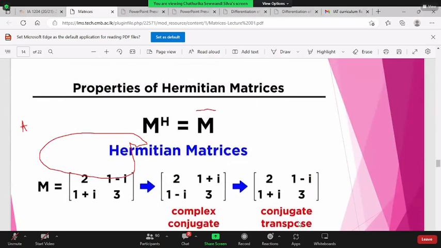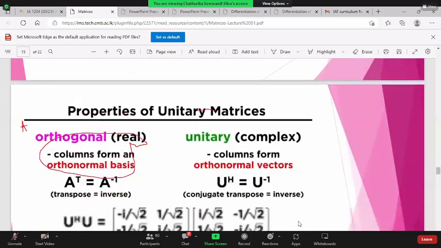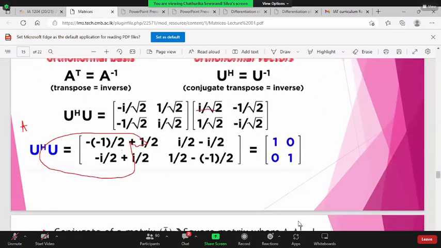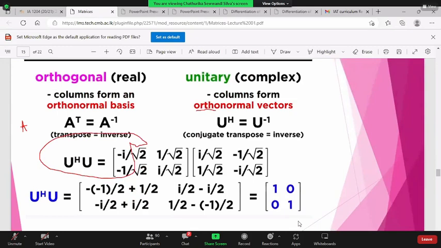Conjugate transpose is what you mean by Hermitian. What do you mean by Hermitian? Hermitian, so conjugate transpose. So here you can see the conjugate transpose is indicated as U to the power capital H. That means Hermitian.